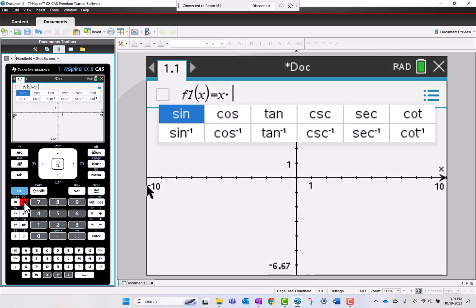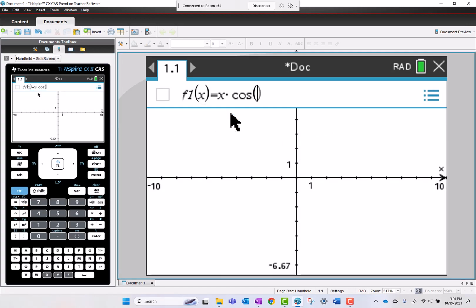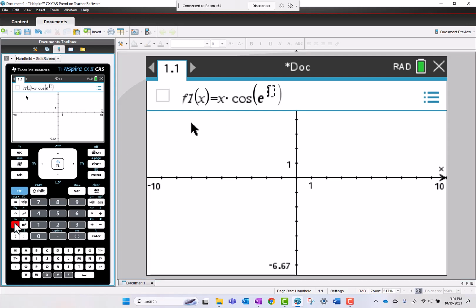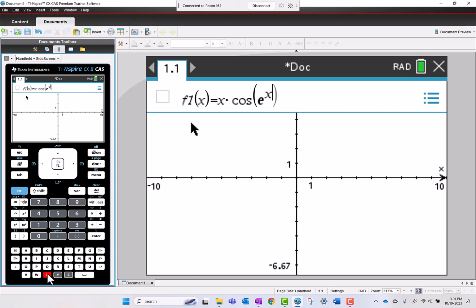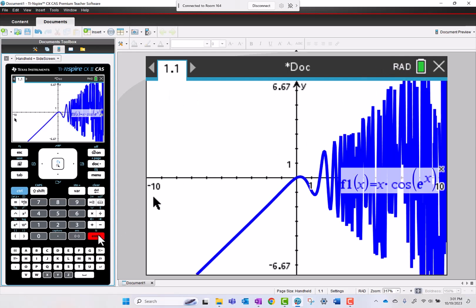We're going to do cosine of e to the x. Make sure you're in radians, because it's going to do crazy stuff if you're not in radians. And then I'm just going to store it. I'm going to hit enter. And now that is a weird graph, don't you think? That is weird. I mean, we don't need to graph it. I'm just storing it there.